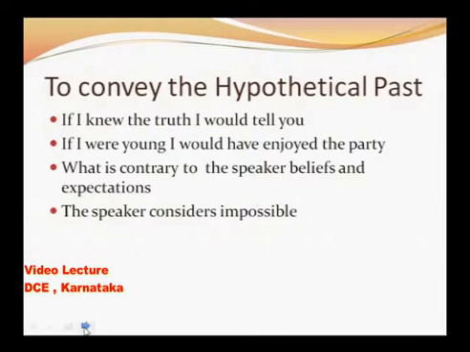Let us see the example. If I knew the truth, I would tell you. Where is the verb? Knew. If I knew the truth, I would tell you. If I were young, where is the verb? I would have enjoyed the party. Now, if I knew the truth talks about what? Speaker's beliefs contrary. Speaker's expectation contrary.